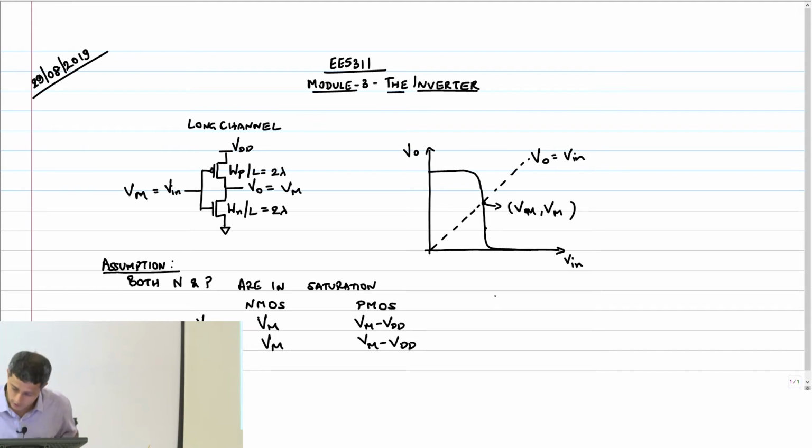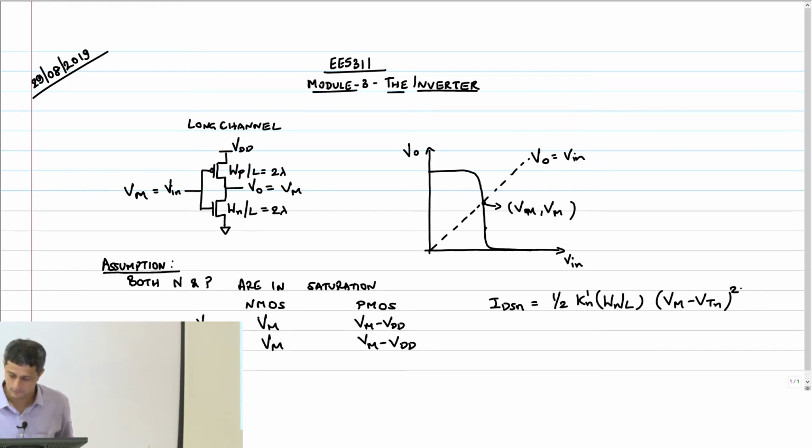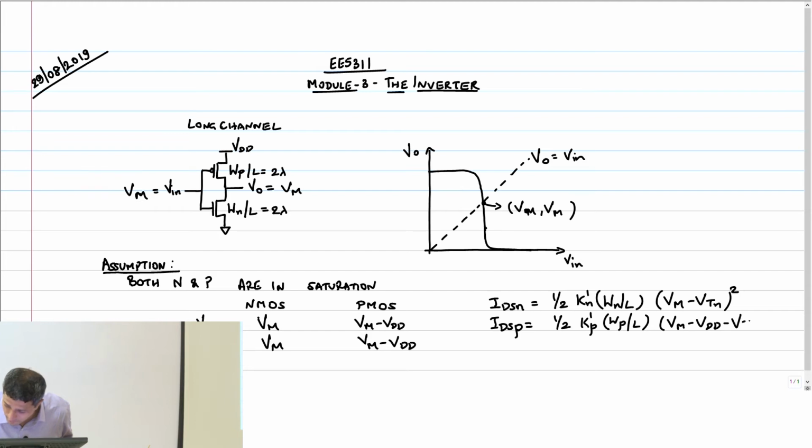Okay. So now IDSN for a long channel device is half of Kn prime Wn by L, into Vm minus Vtn the whole square. IDSP is half of Kp prime Wp by L into Vm minus Vdd minus Vtp the whole square.